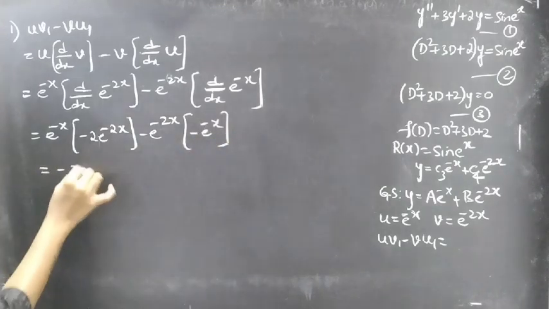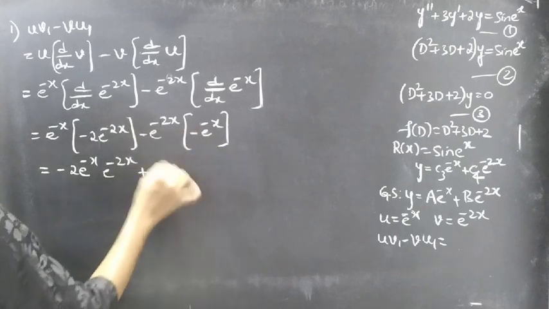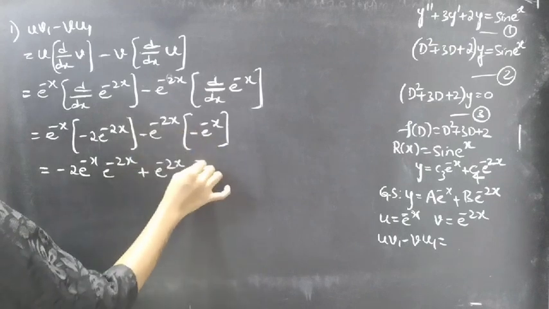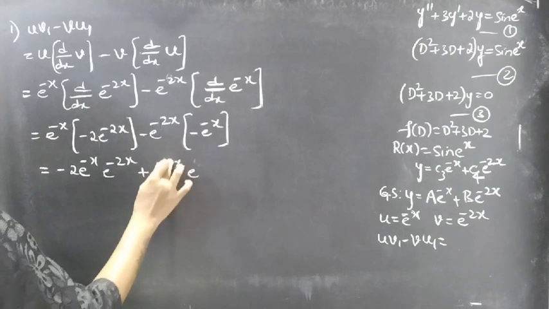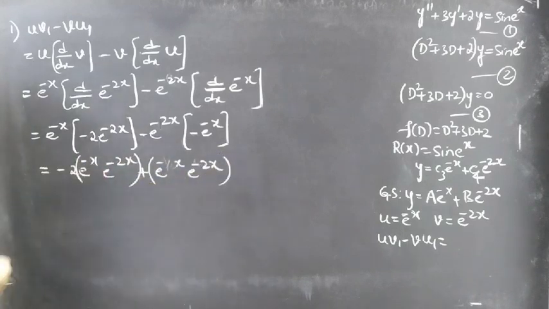This is equal to minus 2 e power minus x, e power minus 2x, minus into minus plus, e power minus 2x into e power minus x, or e power minus x into e power minus 2x. See, we have e power minus x into e power minus 2x in both the terms. Let's replace it.